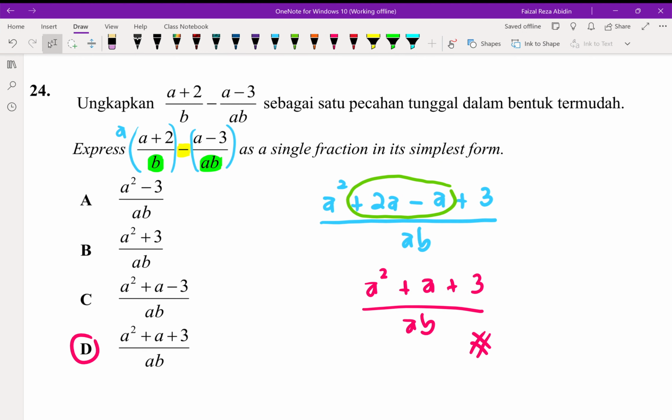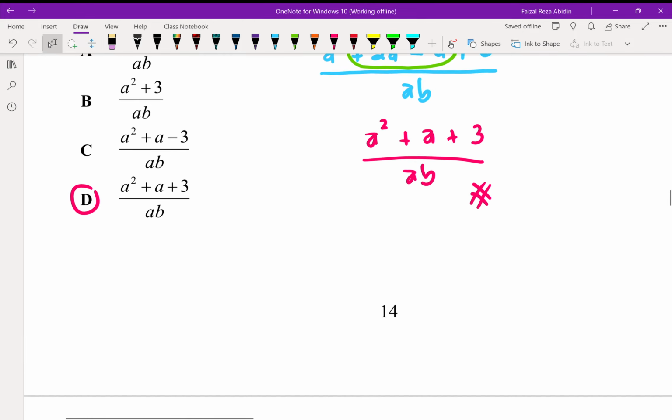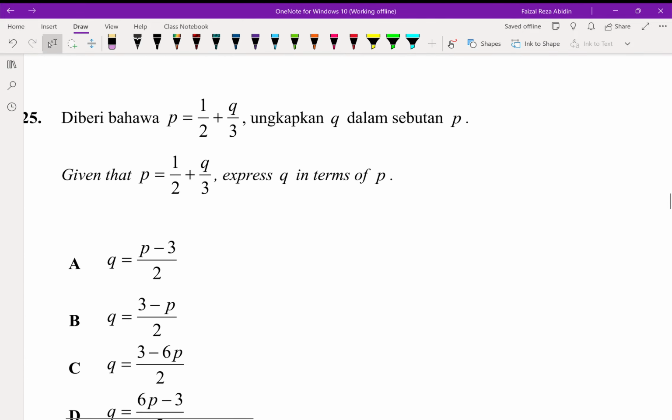Can class? Nasib baik yang ni dia tak suruh buat apa? Factorization. Factorization lagi lah. Okay. Next.